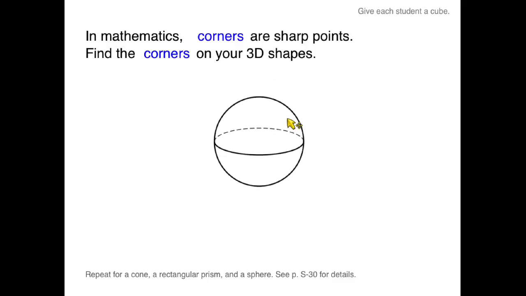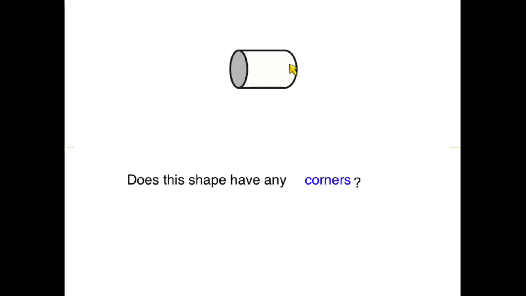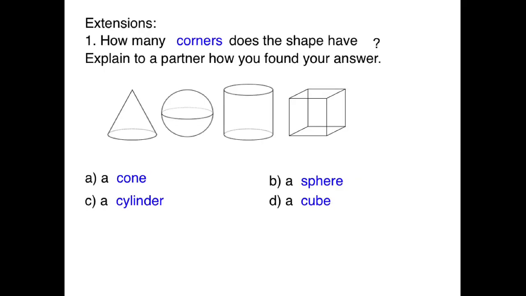How about a sphere? You should not feel any corners, any points on a sphere at all. The whole sphere is perfectly round. So, does a cylinder have any corners? Nope, no sharp points. It has this, which is called an edge, but no sharp corners.